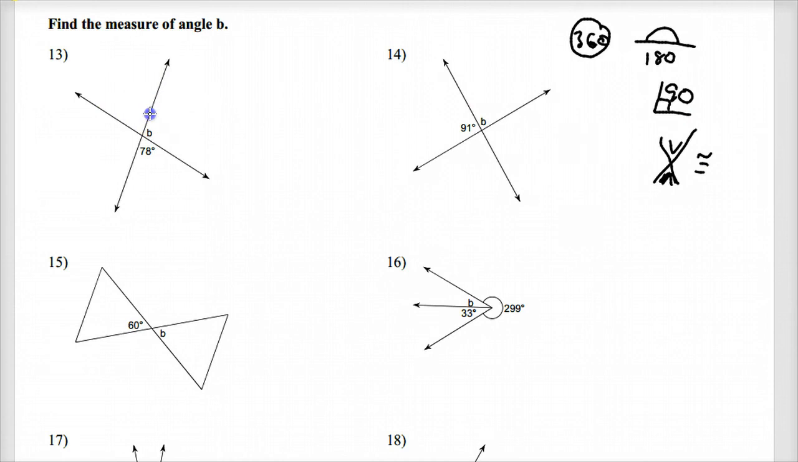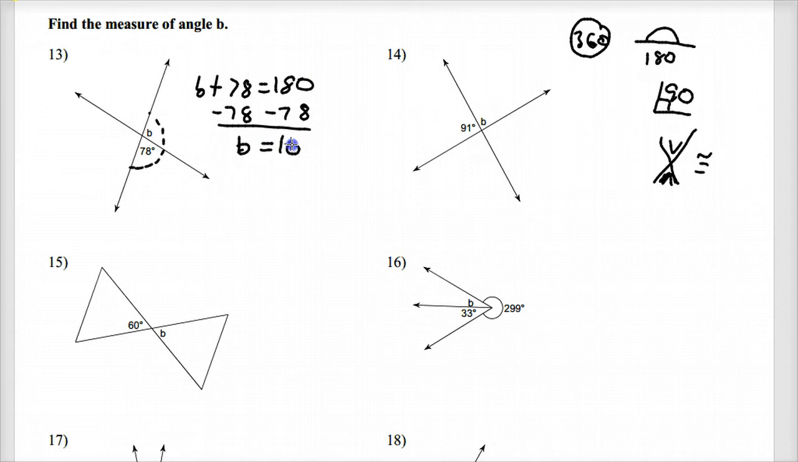So for 13, this makes 180 degrees. So I know that B plus 78 would add up to 180 degrees. I just do that backwards, and if I do a little subtraction, I would notice that B equals 102. Cool. All right, 15, vertical. Check it out. Vertical, it's vertical because they're across from each other. So B is just 60. Piece of cake there. What about 16 here?